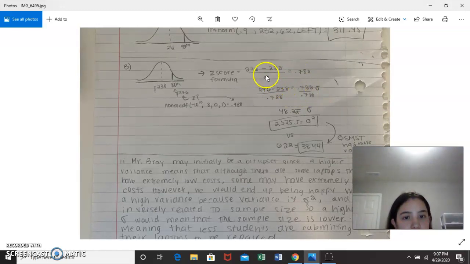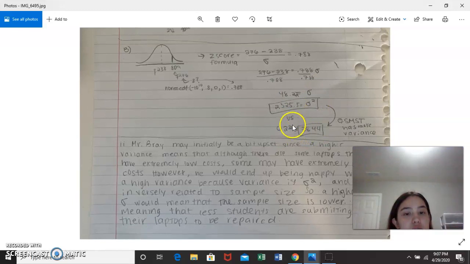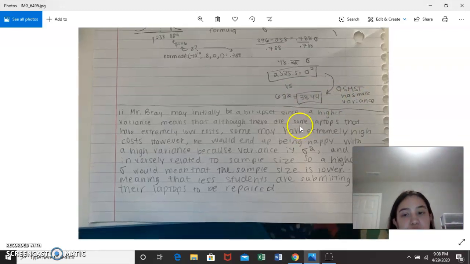So then I put the standard deviation on this side divided by 0.788 on this side, and I got 48.22 as my standard deviation. Then I squared it, and this was the variance for Discovery. We were given the standard deviation for GSMST earlier. I know this looks like 622, but it's really 62 to the second power, which was 3,844. So obviously GSMST had a higher variance just because the number was higher.